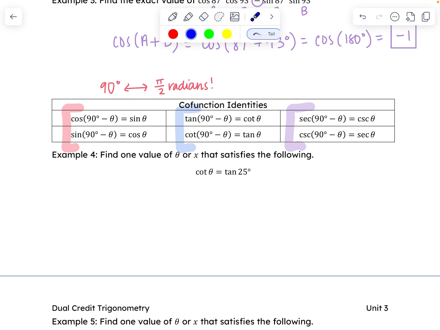If I look right here, I can see that I do have a degree sign, tangent of 25 degrees. My goal here is to figure out how I can solve this equation for either theta or x, this time theta, to find one value of theta that satisfies the following. In order to solve this, I need it to be a cotangent equals a cotangent, or a tangent equals a tangent, so that I can cancel those out. That's where my cofunction identities are going to be helpful. On this left-hand side, I can rewrite this using my cofunction identity. The cotangent of theta is the same thing as the tangent of 90 degrees minus theta.